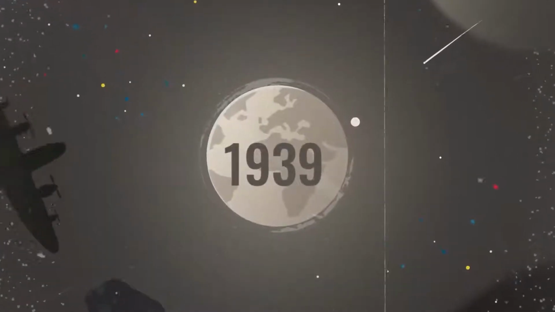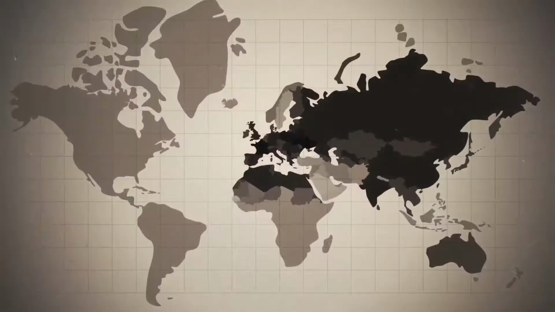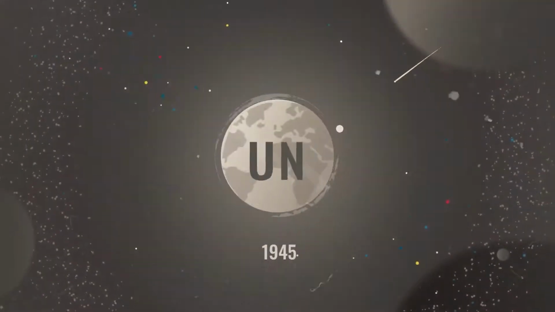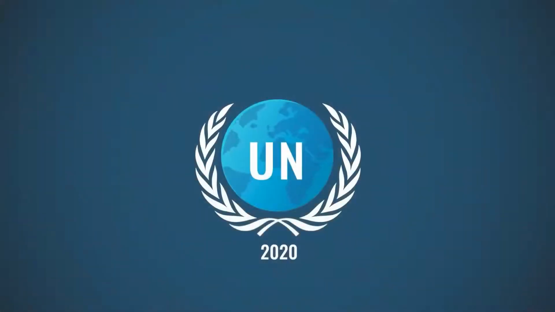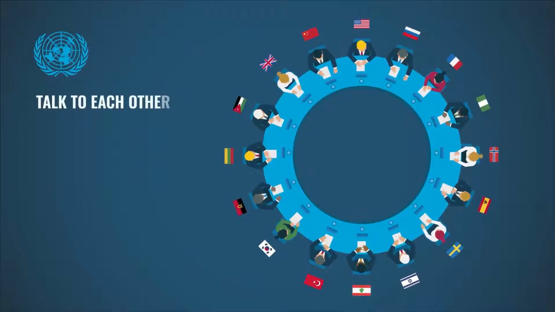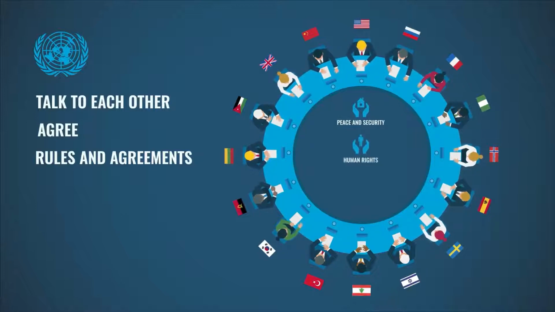The Second World War caused enormous destruction and left large parts of the world in ruins. That's why the United Nations was established with one main target: to prevent war in the future. The UN is a meeting point where leaders from all around the world can interact. In the UN, countries try to agree on which rules and agreements should apply in the world. The most important topics of discussion in the UN are peace and security, human rights, and sustainable development.